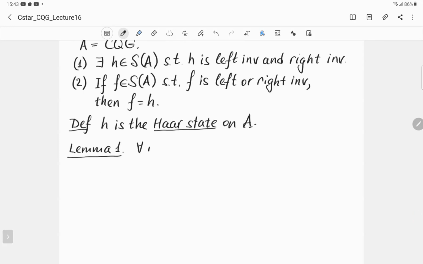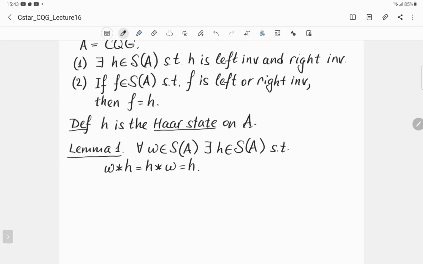for each state omega on A, there is another state h such that the convolution of omega and h in any order gives us h. So essentially, we have the same formula as in the definition of left invariant state, but the problem here is that h depends on omega. So this is some weak form of the existence of a left invariant state.